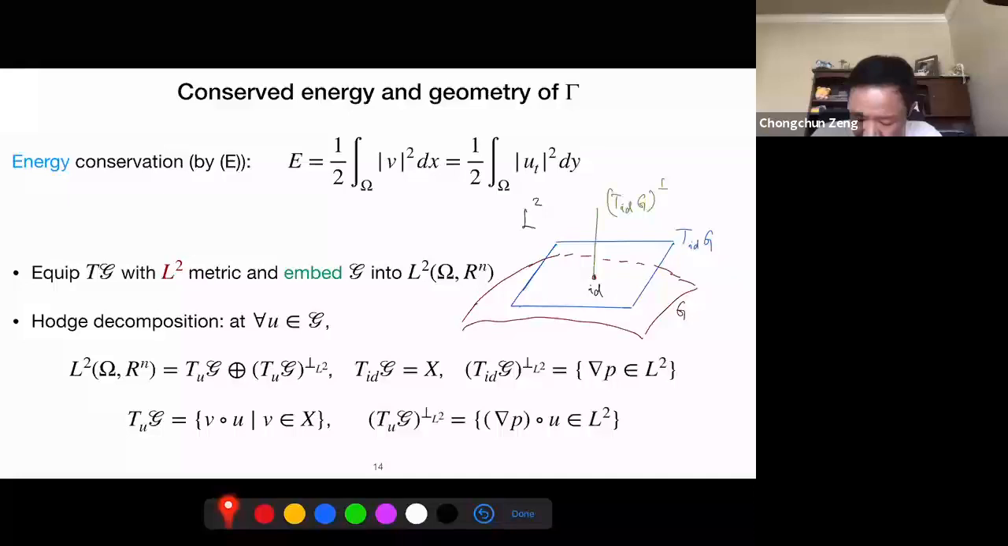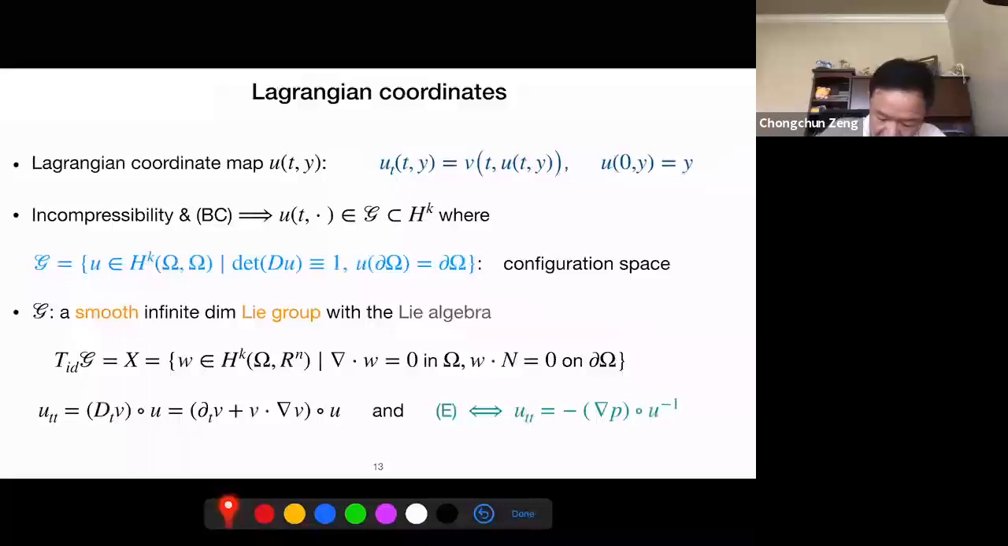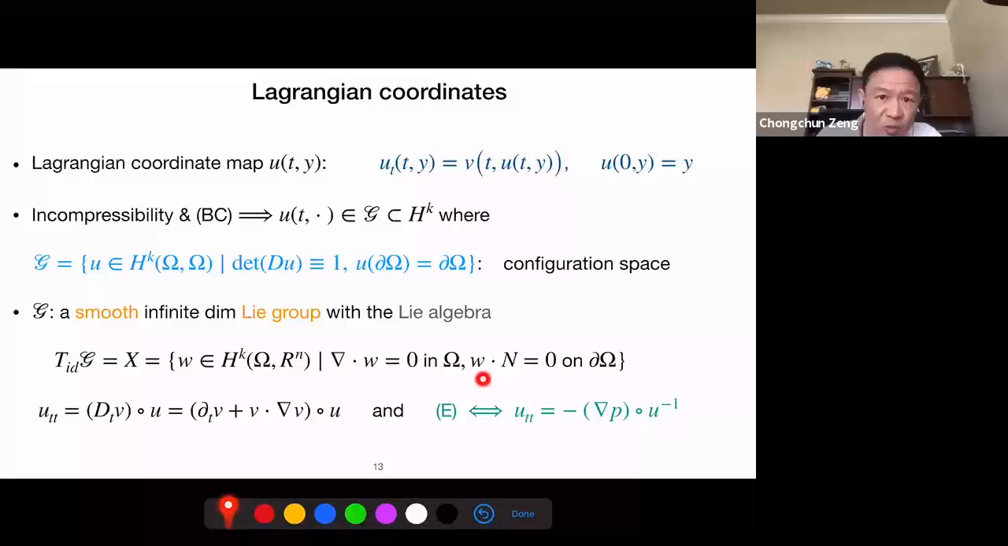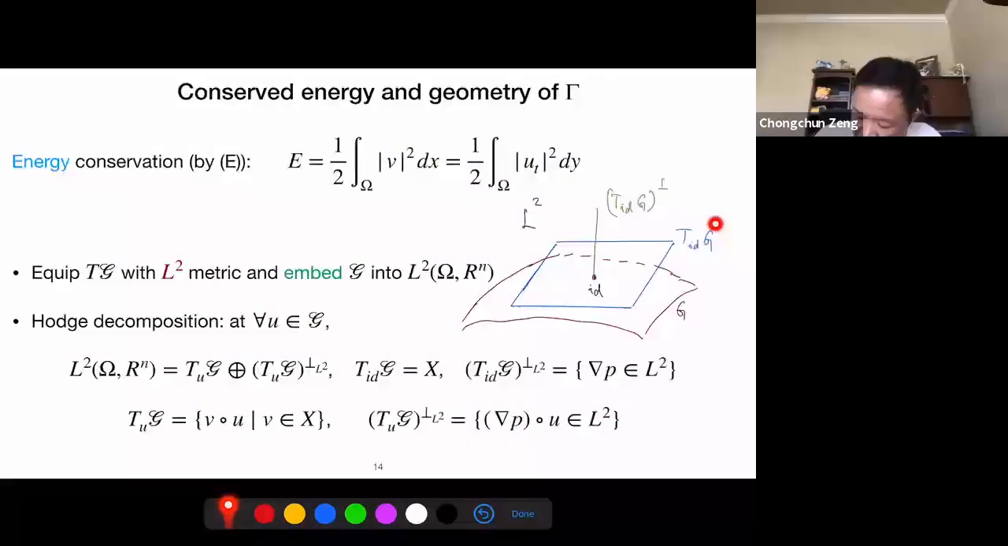When we talk about an L2 vector field and its normal component, normally if we want to take a trace, the vector field should not be worse than H^{1/2}, should be slightly better than H^{1/2}. However, if the vector field is divergence free, then it makes perfect sense to define its normal component in H^{-1/2}. So this is a well-defined notion for divergence-free vector fields, even if W is only in L2. So it makes sense to talk about this tangent space in L2.